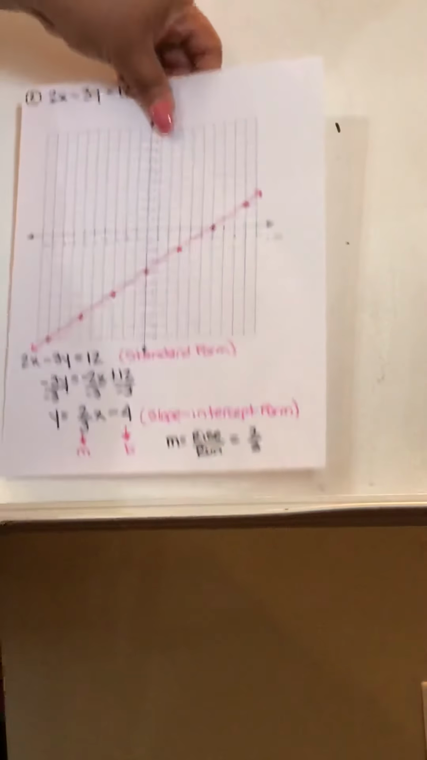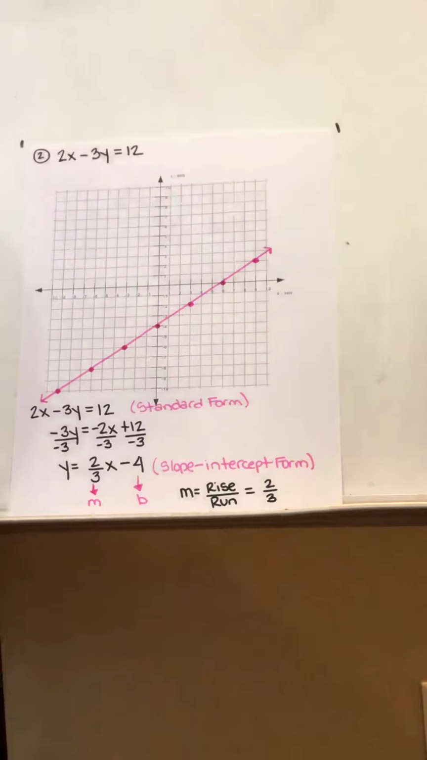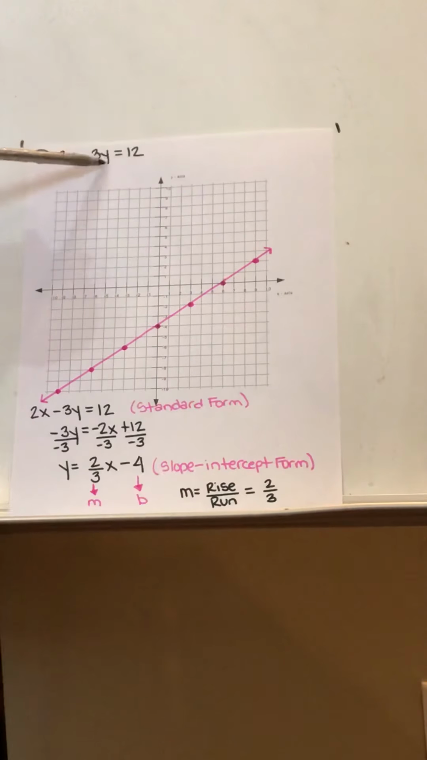Let's look at another graph. 2x minus 3y equals 12. Again, this is in standard form. Let's put it in slope-intercept form. So we're going to solve for y, meaning the 2x needs to be moved to the other side. And you see I made it negative. I brought down my negative 3y equals negative 2x. Bring down the plus 12.